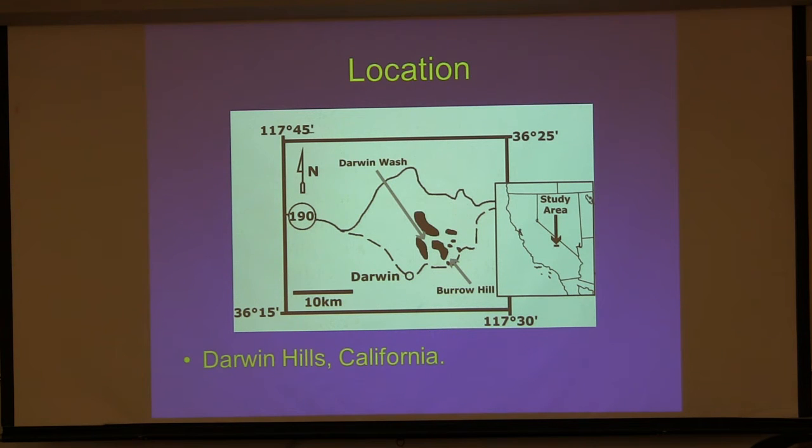Our location was in Darwin Hills, California, along the 190 between Owens and Panamint Valley. The black blobs here are Triassic rock. It's faulted throughout. Everything in here is Permian and Triassic. We had two localities. Burrow Hill was the lower member locality. Darwin Wash was the middle member locality that we used to compare environmental conditions post what was going on in the lower member.